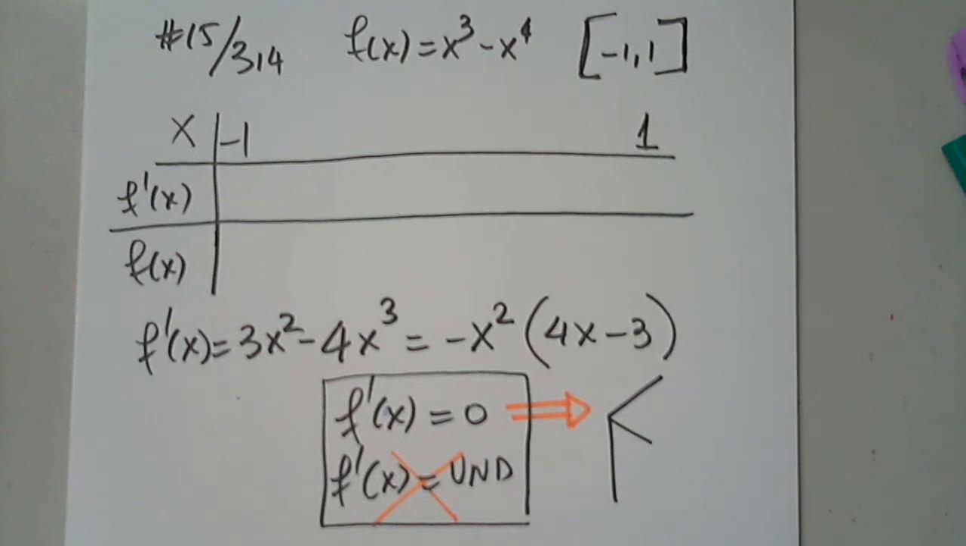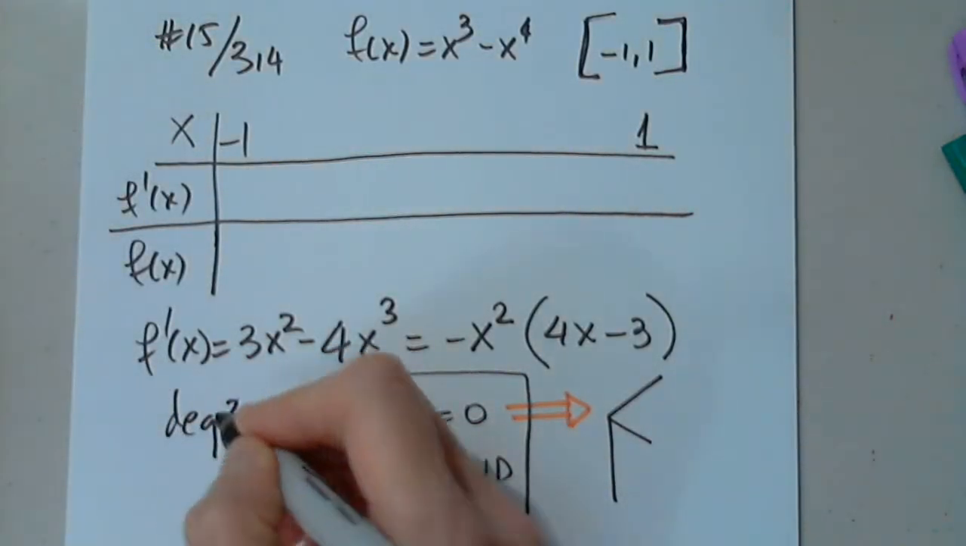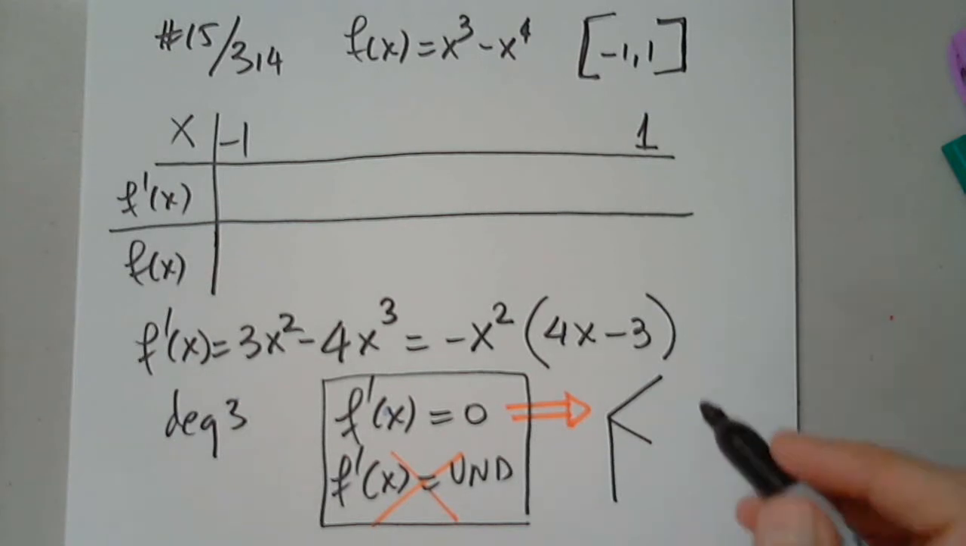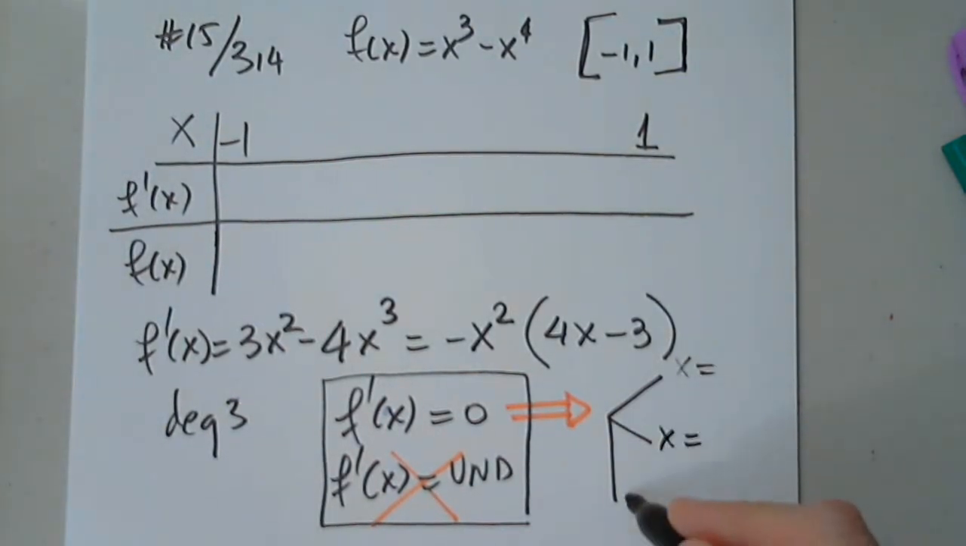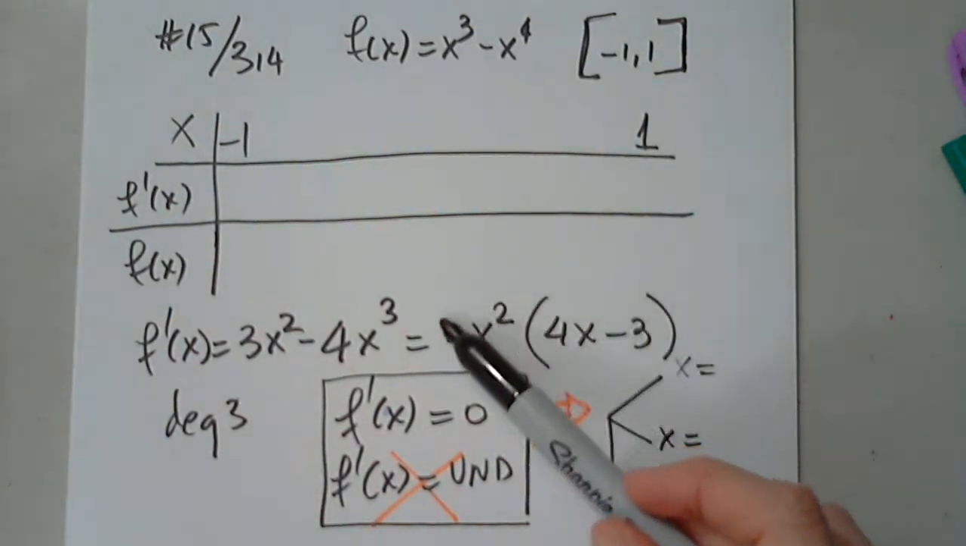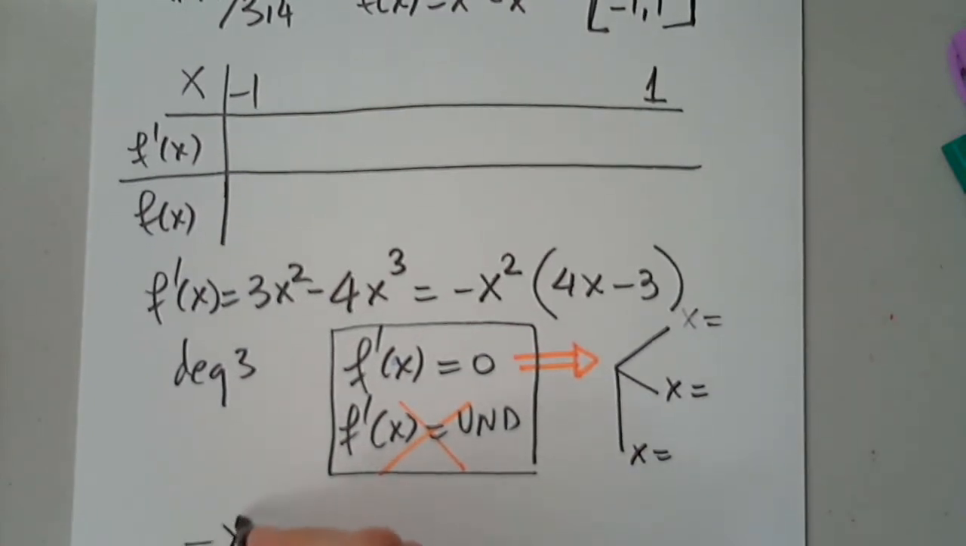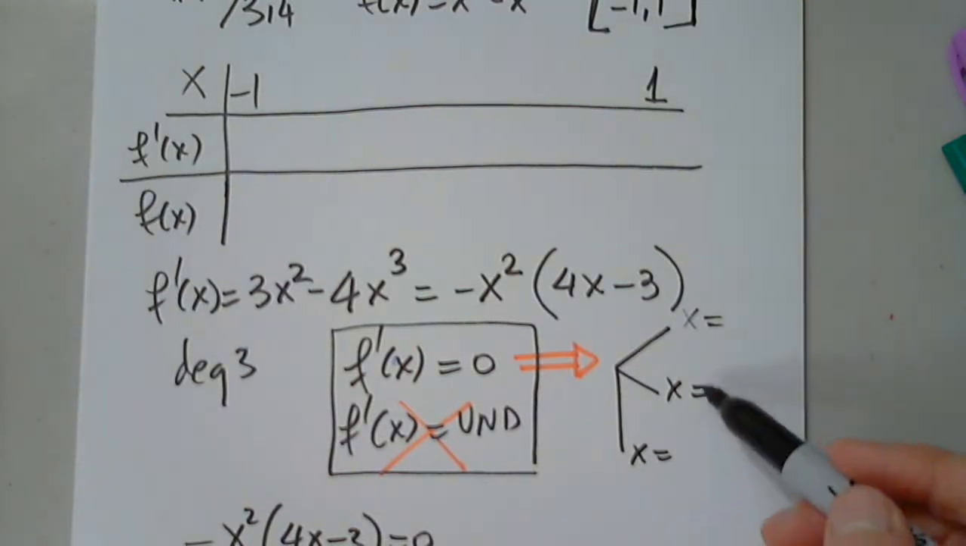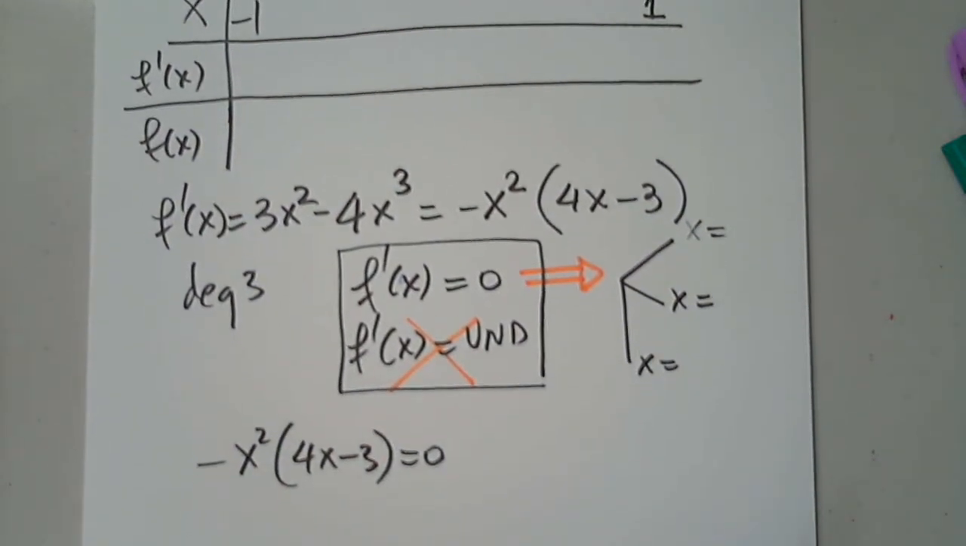Three solutions, degree is 3, and I have to find 3 solutions. Can anyone tell us when is this 0? So let's write it: negative x squared, 4x minus 3 equals 0. And we have 3 solutions. Can anyone give any?